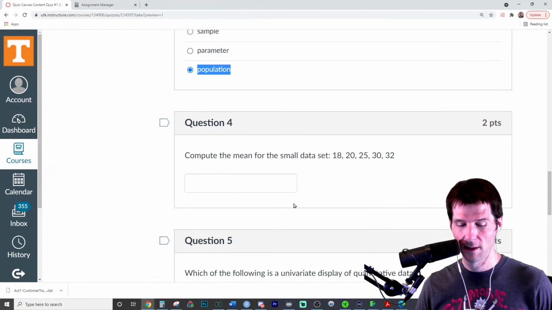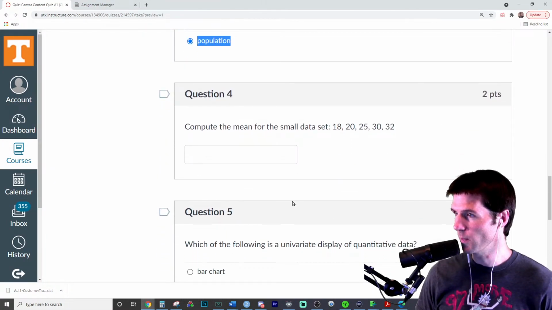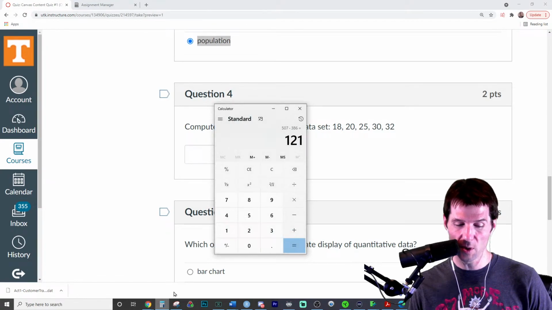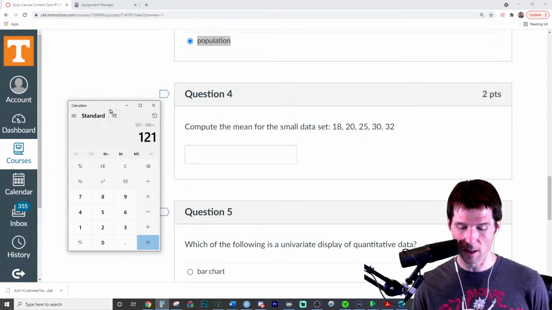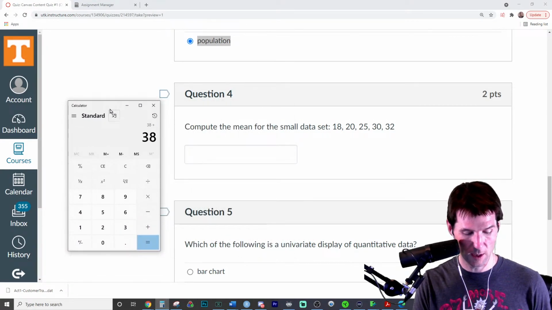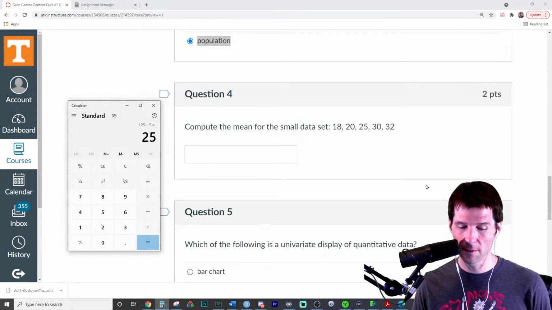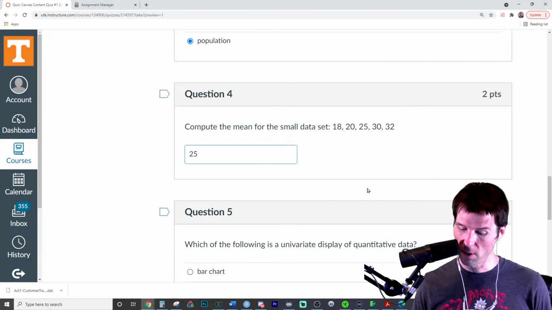You're the best. We want to find the mean of this data set. The mean of this data set is taking all the numbers and then adding them up and dividing by how many numbers there are. 18 plus 20 plus 25 plus 30 plus 32 divided by 5. Got it. There we go.